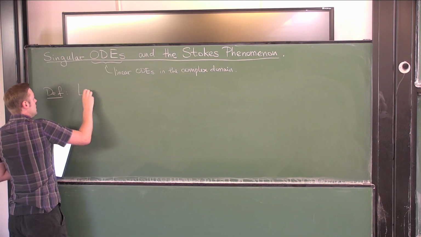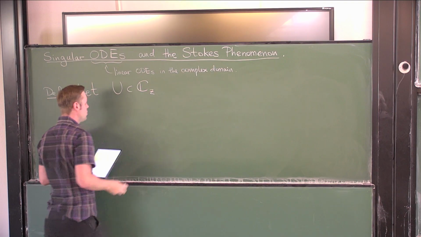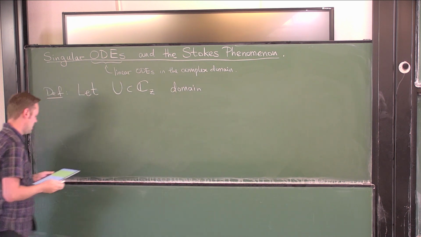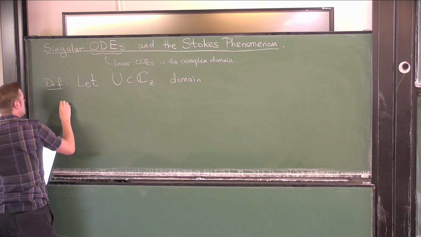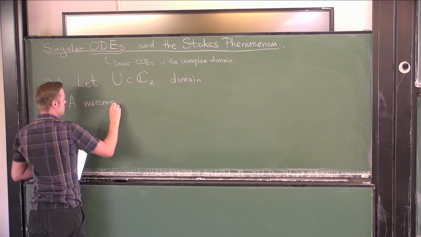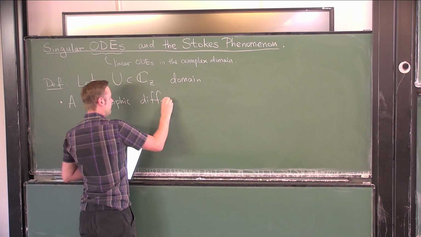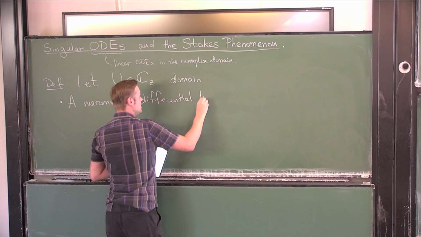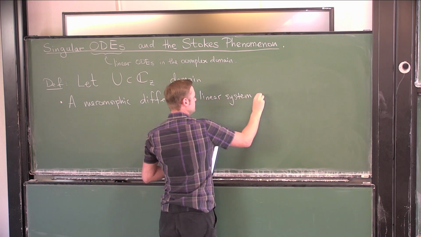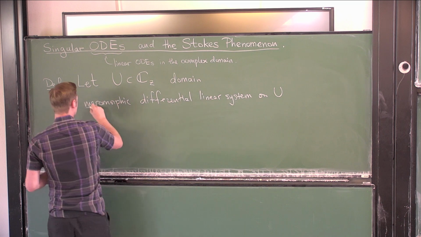So let me take a domain U in the complex plane. I have a complex plane with coordinate z. A domain is an open, connected subset. So a meromorphic differential linear system on U. This is the term that I'm defining.